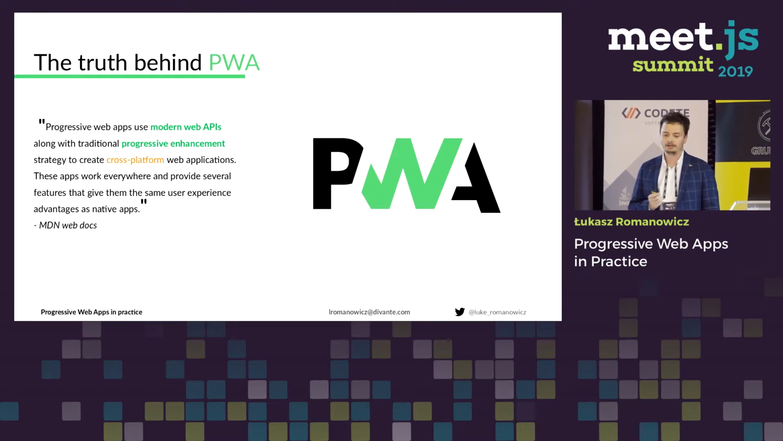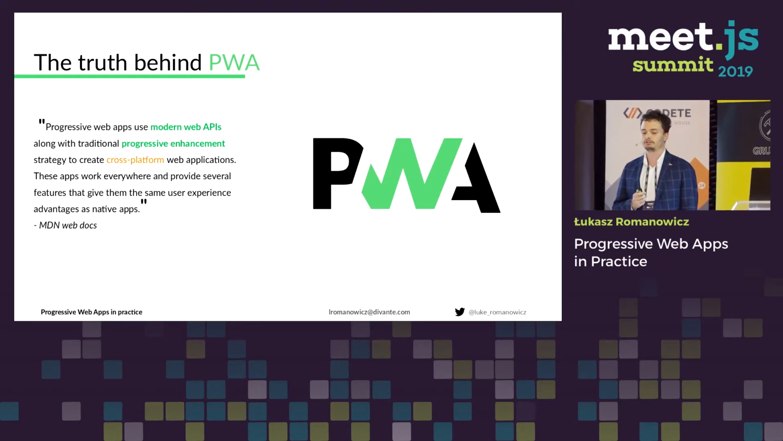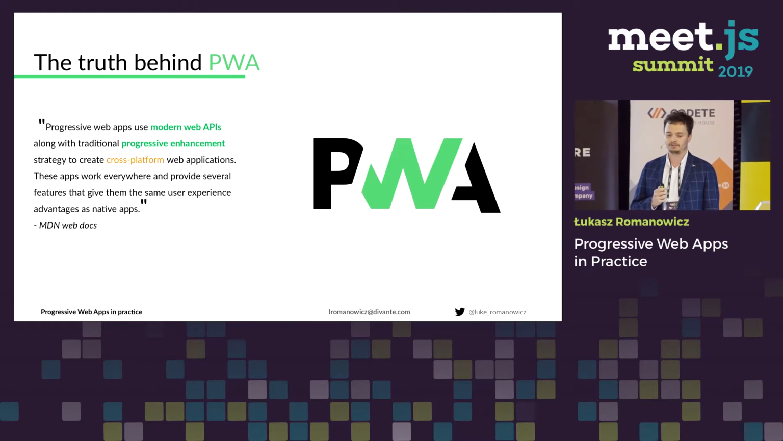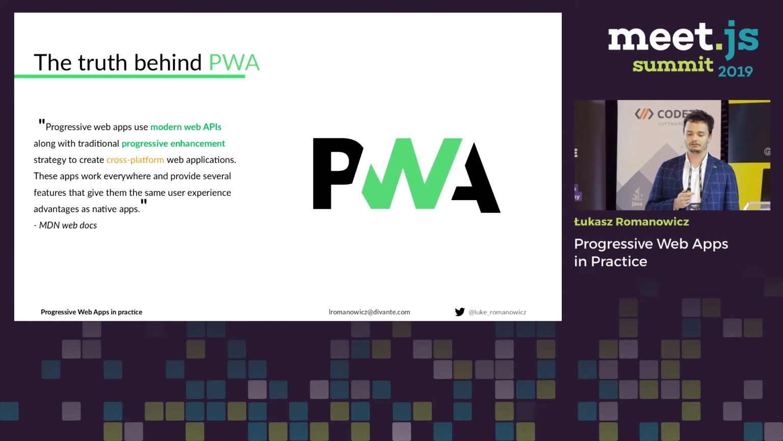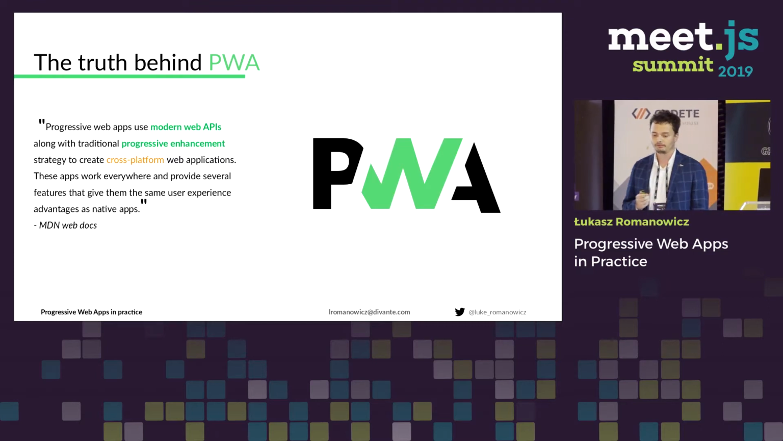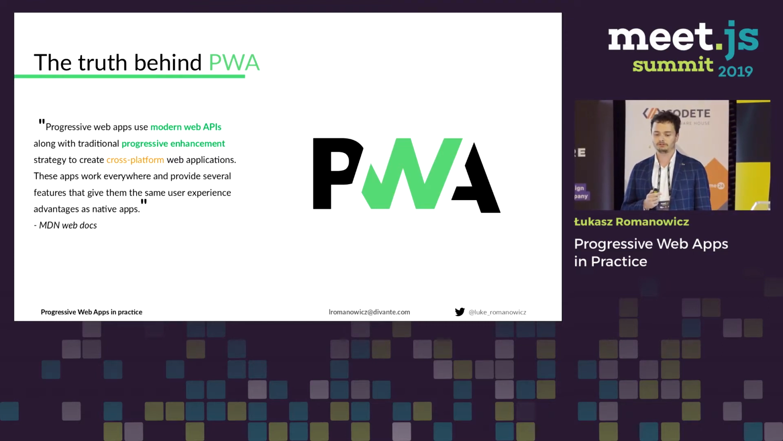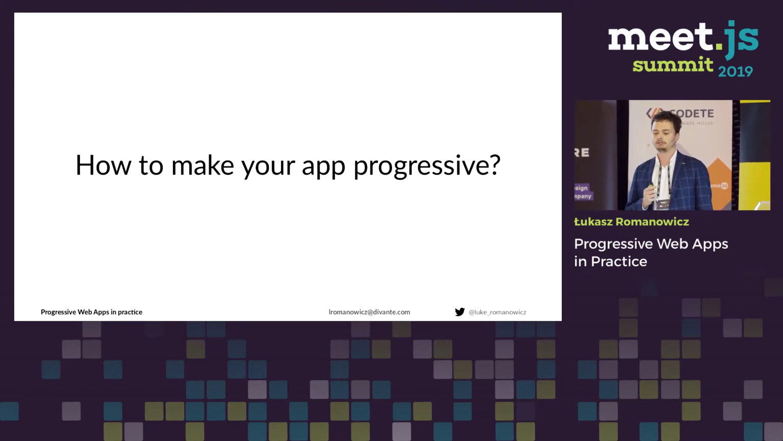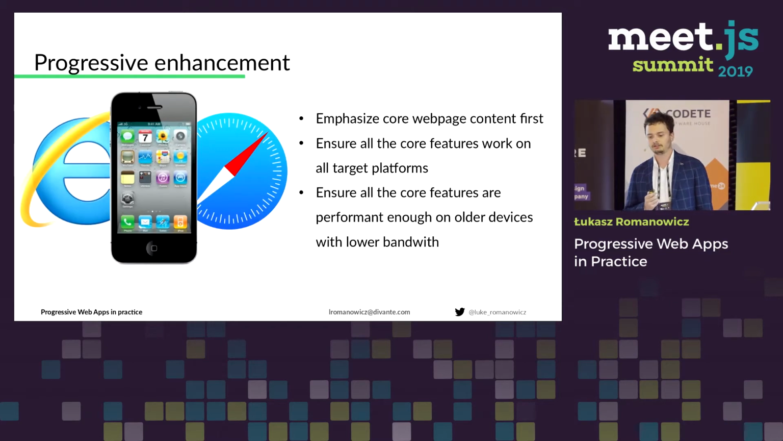MDN actually says that progressive web apps use modern web APIs along with a traditional progressive enhancement strategy to create cross-platform web applications. These apps work everywhere and provide several features to give them the same user experience advantages as native apps. So how to make your app progressive, you may ask.